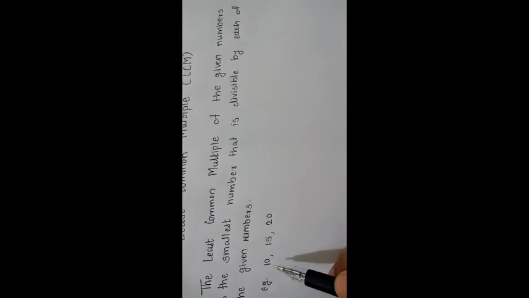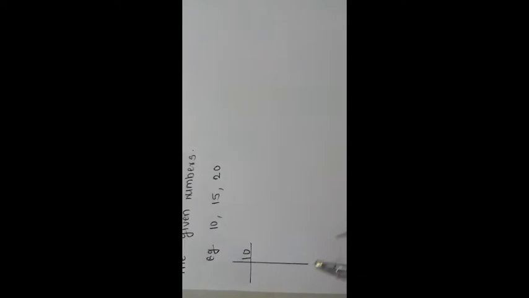See, the least common multiple of the given numbers is the smallest number that is divisible by each of the given numbers. Now see here in this example, numbers are 10, 15 and 20. First we will find out factors of all these numbers. Now see here factors of 10.